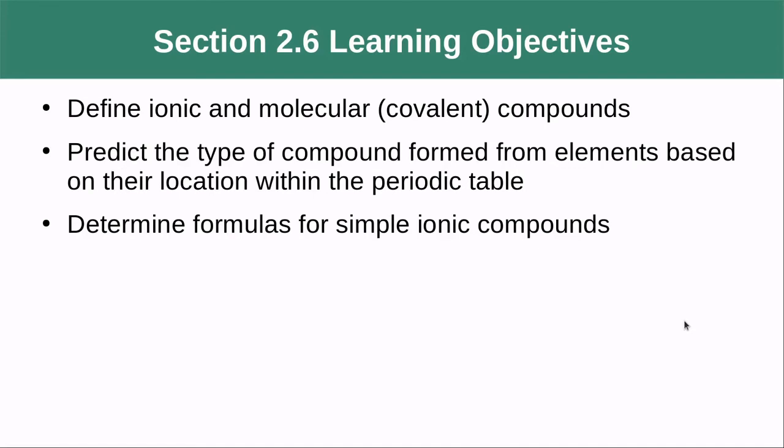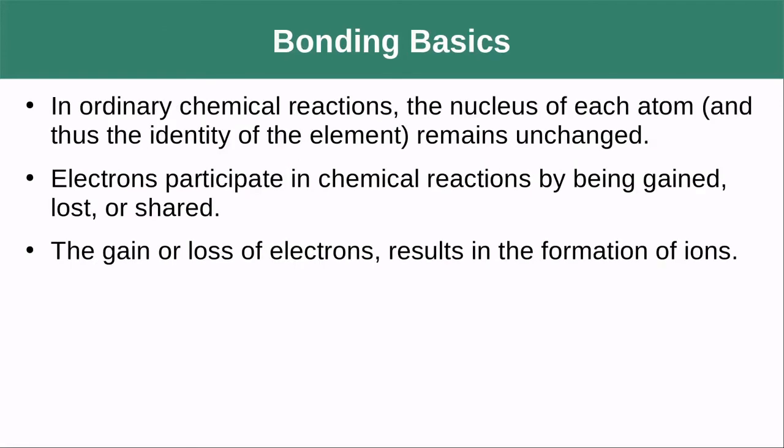In section 2.6 we're going to define ionic and molecular covalent compounds. We're going to predict the type of compound formed from elements based on their location within the periodic table, and we'll determine formulas for some simple ionic compounds.